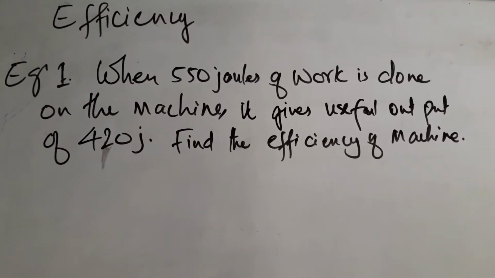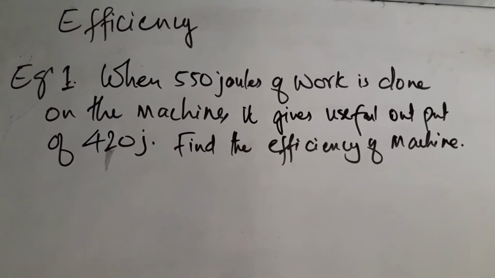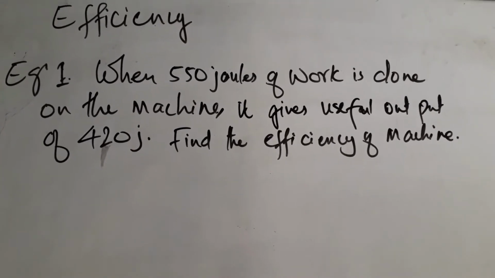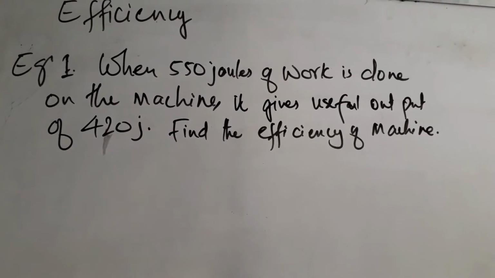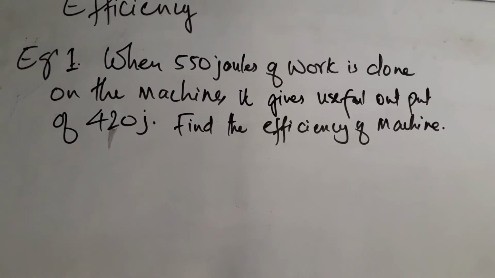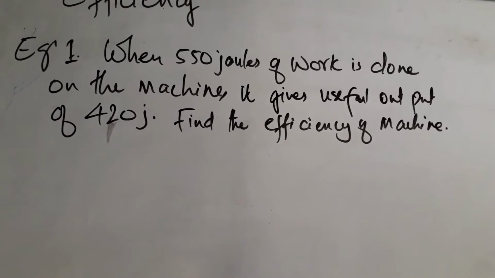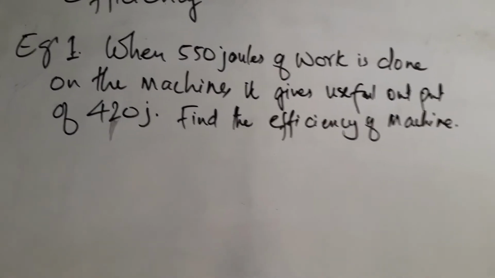Now let us look at an example for each type of formula. The first two formulas, related to energy and work, are almost the same. The other one, related to distance moved, is a little bit different. We will look at an example of each.